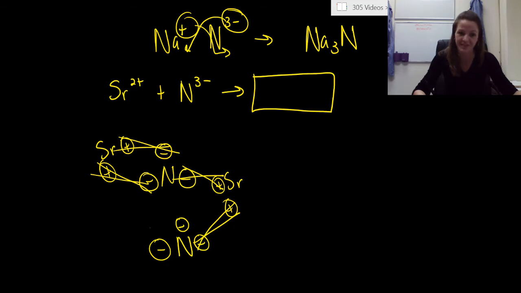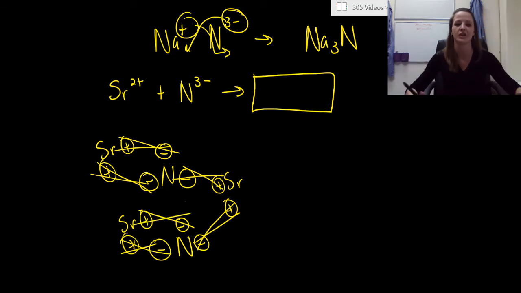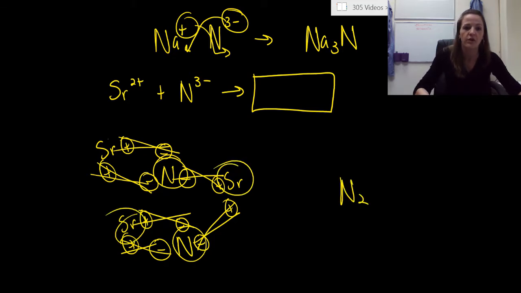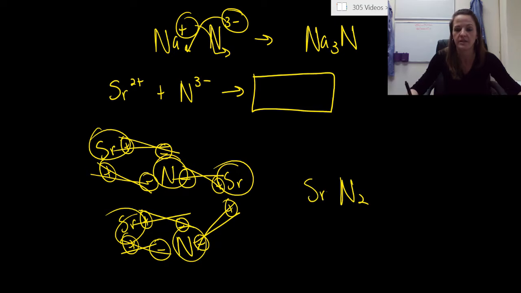Now I have 2 minuses left over, so I need to add another strontium. So positive, positive, my positive negative cancel out, my positive negative cancel out. Now I have my complete structure. So if you go through, you can see you have 1, 2 nitrogens, and you have 1, 2, 3 strontium. So your formula ends up being Sr3N2.